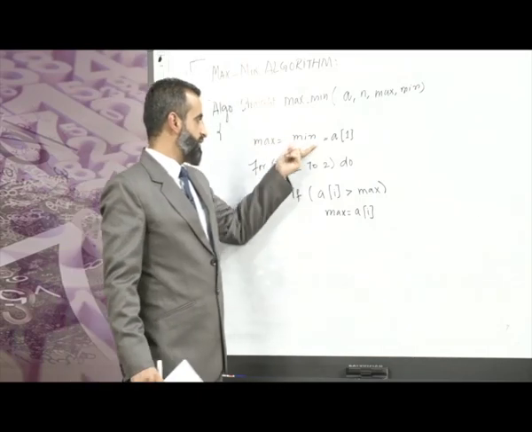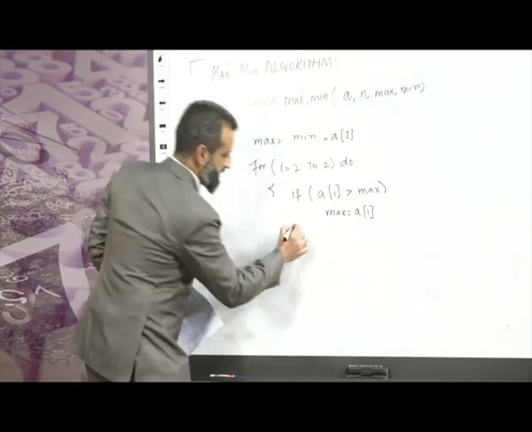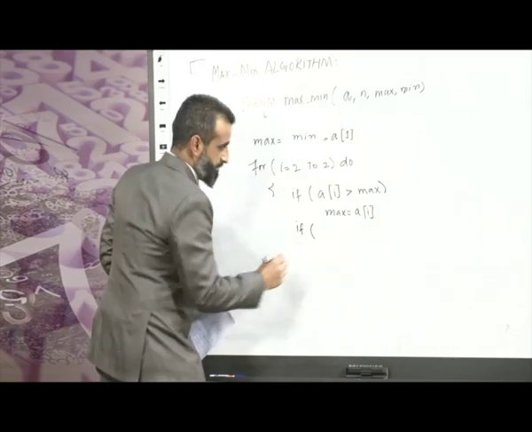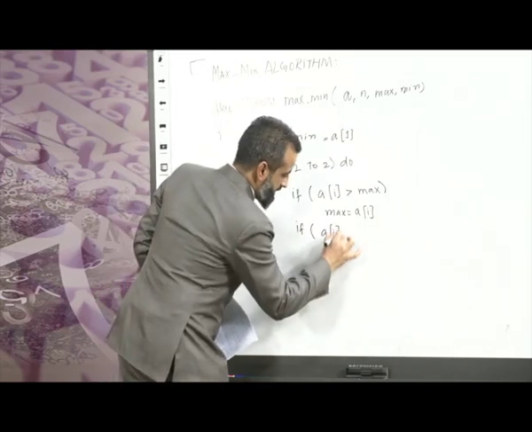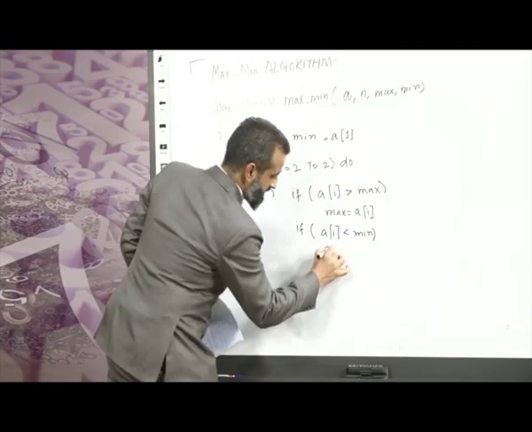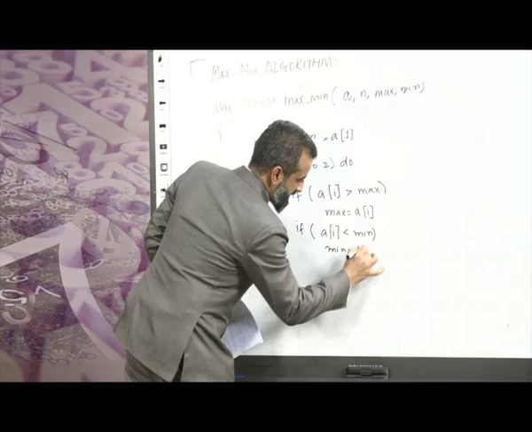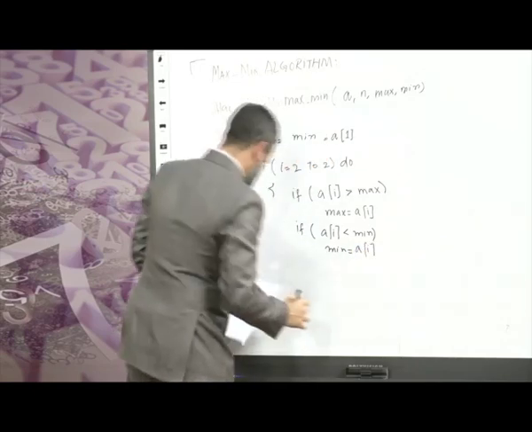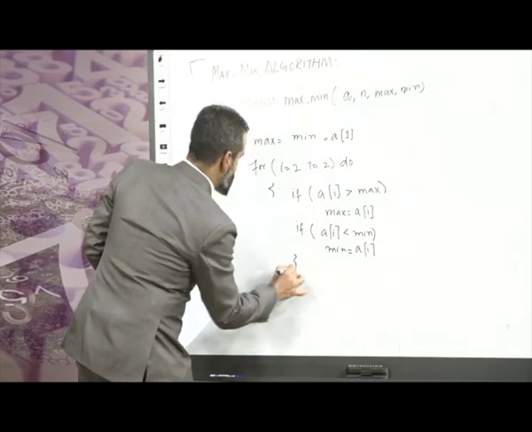Let's look at the minimum value, and we'll follow a similar procedure. If a of i is less than minimum, then I will store that a of i as minimum, and we'll stop here.